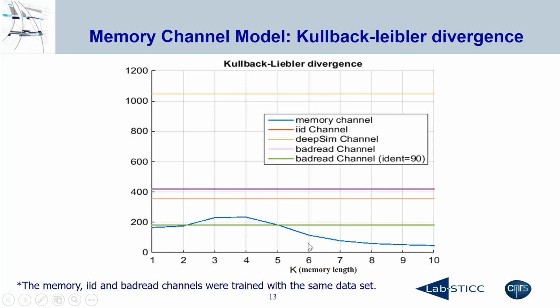We can see from this figure that when k equals 6 or greater than 6, the memory channel model is better than the other channel models, and we think that fixing k equals 7 could be the maximum value to use in the memory channel model to avoid overtraining of the memory channel model.